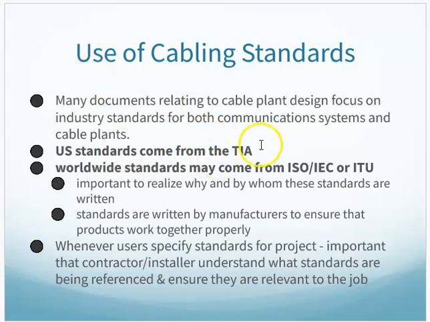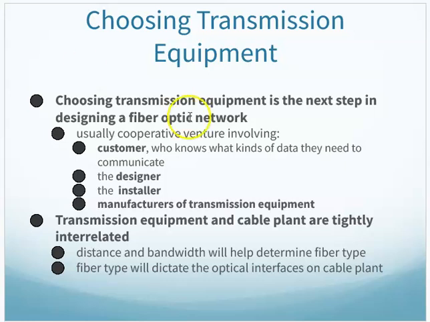For cabling standards in the U.S., we're usually looking at your TIA standards to dictate how we should and should not be doing things. Internationally, we're usually looking at ISO or ITU. ITU is a subgroup of the United Nations. So when we're talking about international connections, we're usually following those types of rules and standards.